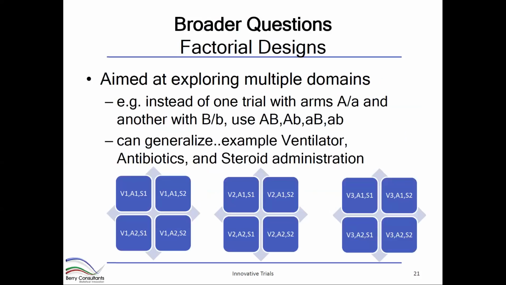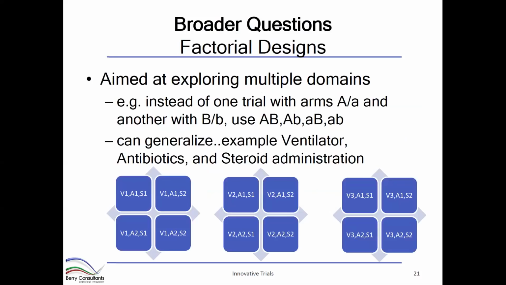These can generalize. So we have a trial example where we tried to vary ventilator, antibiotic, and steroid administration. The graphic at the bottom is a possible trial where there are 3 ventilator strategies, V1, V2, V3, a couple antibiotic strategies, A1, A2, and a couple steroid strategies, S1, S2, somewhat generic. But the idea here is that generates 12 arms. And so I've got all the 12 arms running within one single trial.